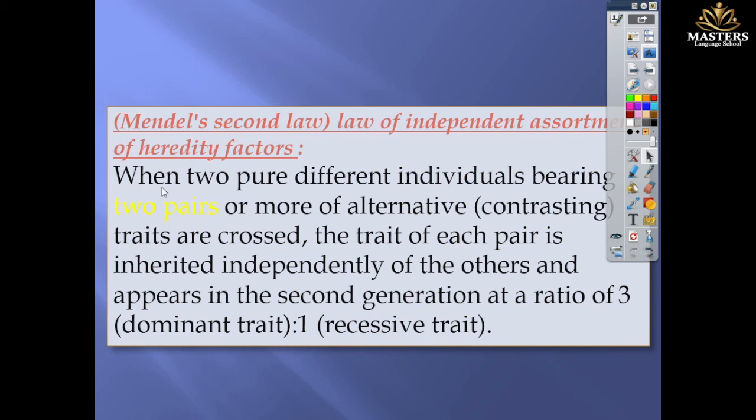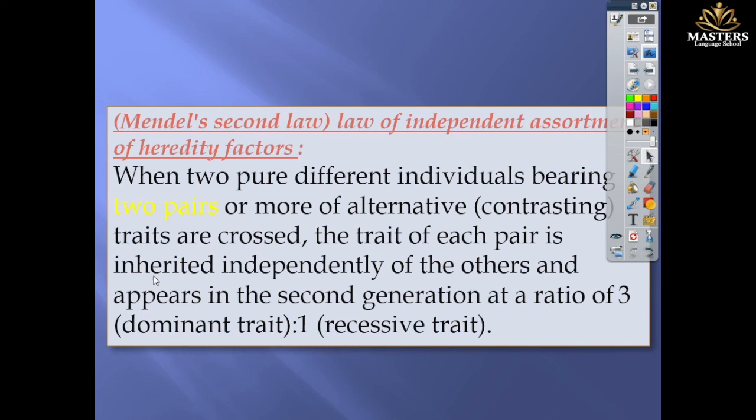Okay? When two pure different individuals, differing in two pairs or more of alternative or contrasting traits, are crossed, the trait of each pair is inherited independently. Each trait is inherited independent of the other and appears in the second generation at a ratio of 3 dominant trait to 1 recessive trait.